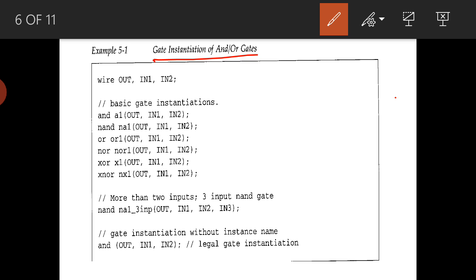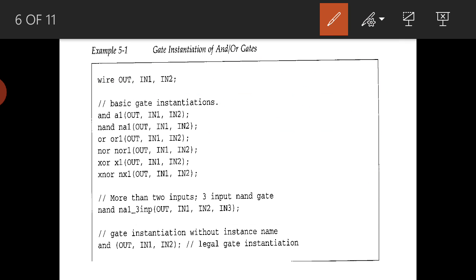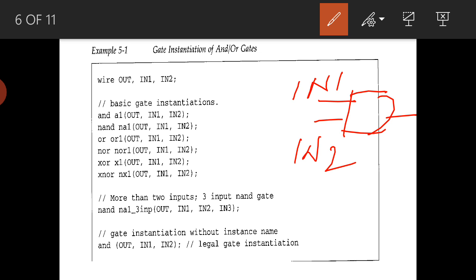What is the method here? First, we need to declare the inputs and outputs. As we are seeing, out, in1 and in2 are all signal type, which means all are wire here. As I told, it is an AND gate, so in1 and in2 are inputs and out is the output. In the parameter list, you should always write the output first and then the inputs.